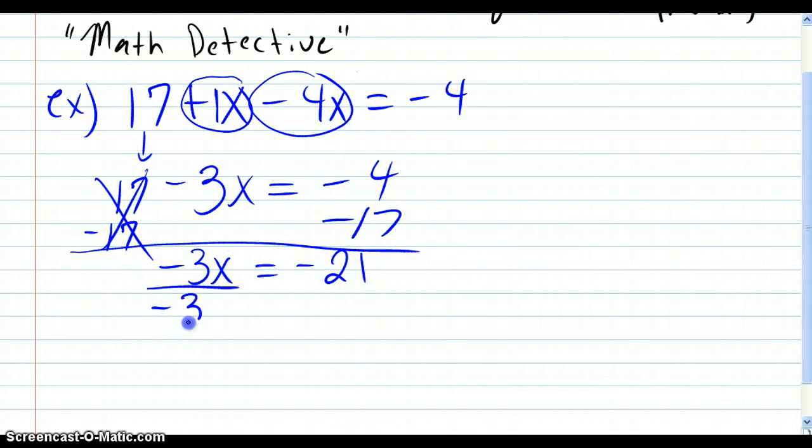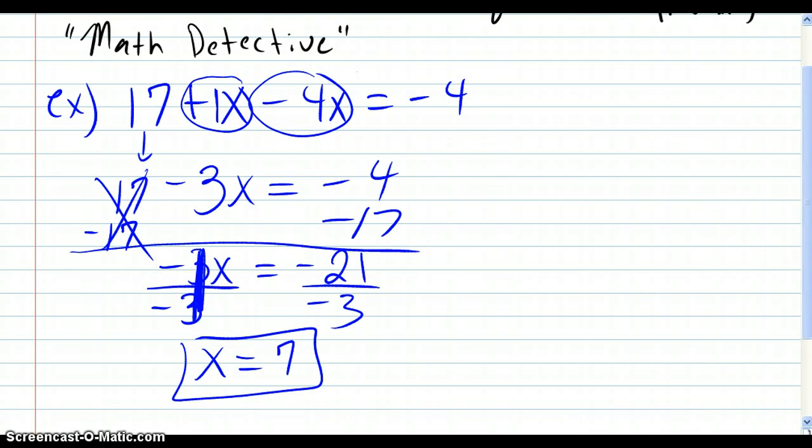Divide by a negative 3, divide by a negative 3. That way this is 1, big 1. x equals. A negative over negative is positive, so we know it's going to be a positive number. 21 divided by 3 is 7. x equals 7. Thanks, guys.